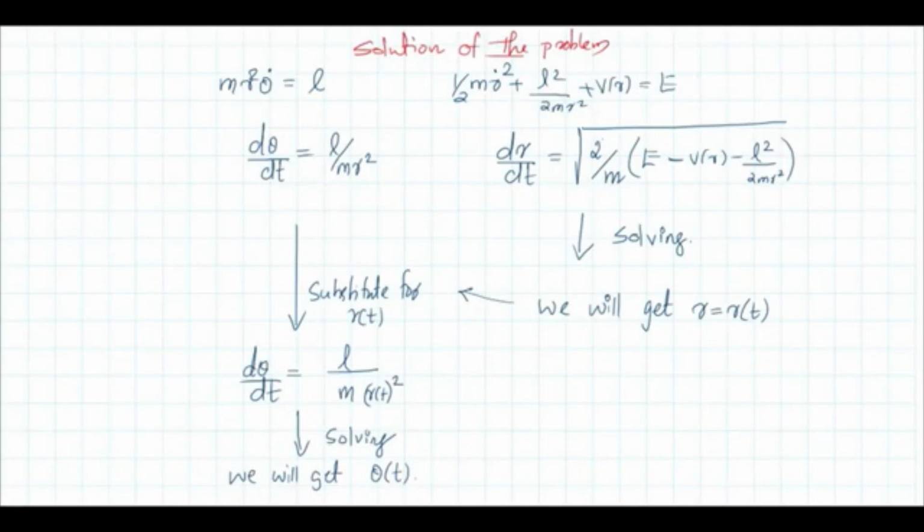You can find the polar coordinates r and theta at any instant of time t in terms of the angular momentum, total energy, and the integration constants. Actually, the integration constants from these integrations will be the initial value theta naught and initial value r naught. So if you know the initial theta naught and r naught, and total energy as well as angular momentum, you can find the position of the particle at any instant of time. This is the procedure for solution of a central force problem.